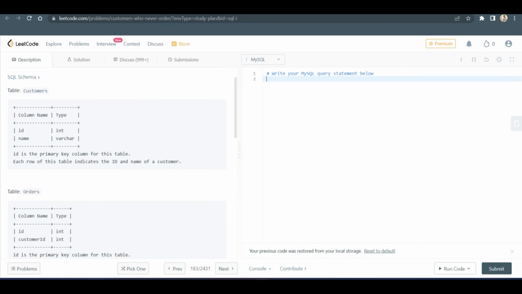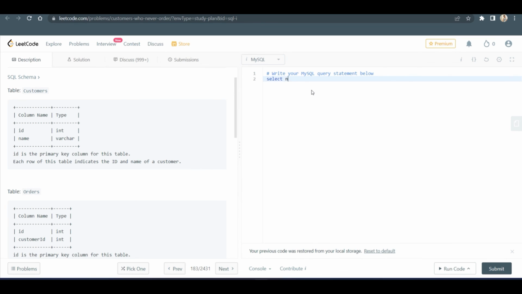So how can we approach this question? For this we will require separate queries to find out the customer ID, and then we will merge it into the next query, which returns the name of the customers who never order. So we can write the query inside query, or we can write CTEs. So first try with the merge query or query inside query.